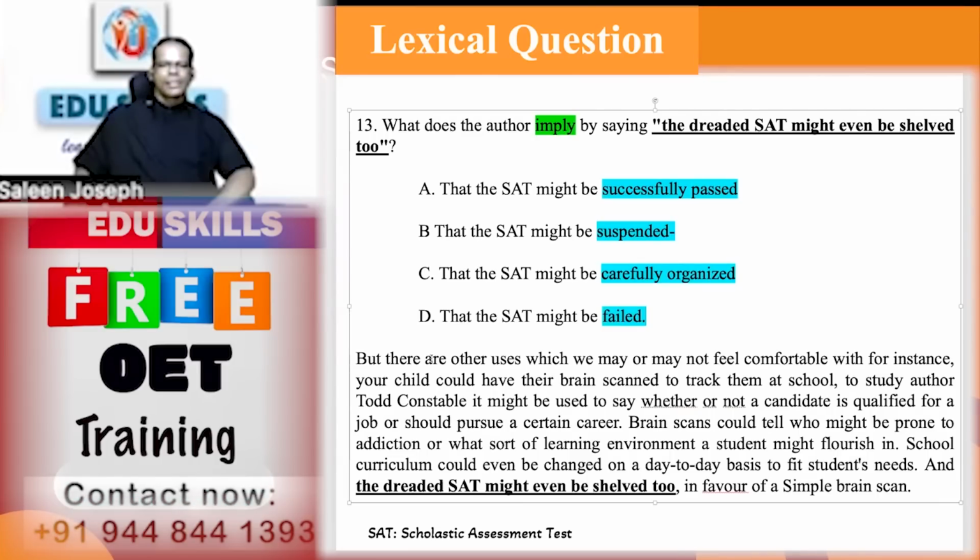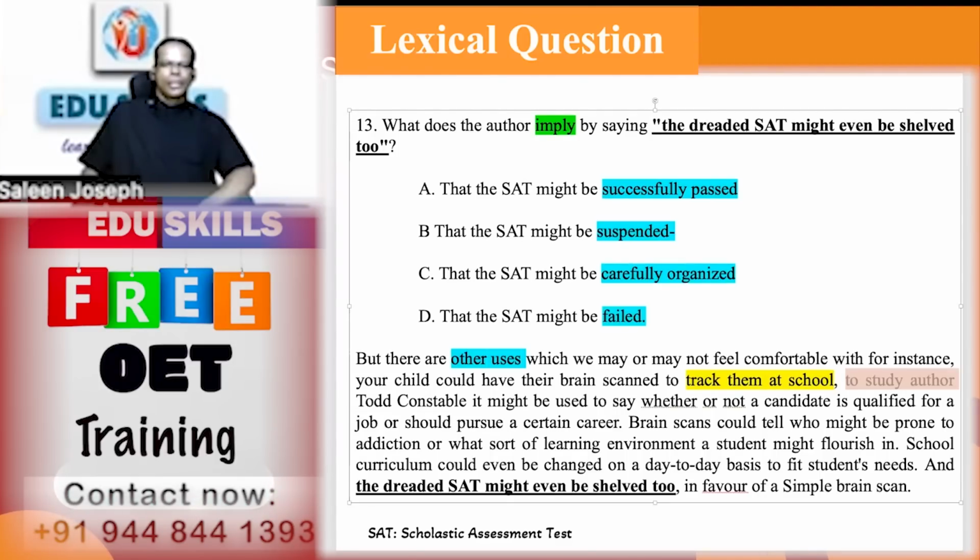So what is the topic sentence? Other uses of brain scan, other uses of scanning the brain. That's why I said sequence is important. Since we don't have time, we can't take the whole text here, so we are going this way. The whole text is speaking about brain scan, other uses. So what will come in the paragraph, in the supporting sentence and developing sentence? Uses 1, 2, 3, 4, 5 uses. Your child could have their brain scanned to track them at school. That is 1 use. See the structure of the paragraph I am explaining. To study author.